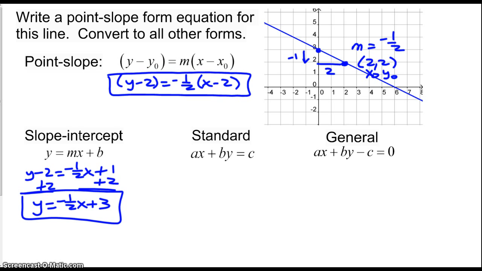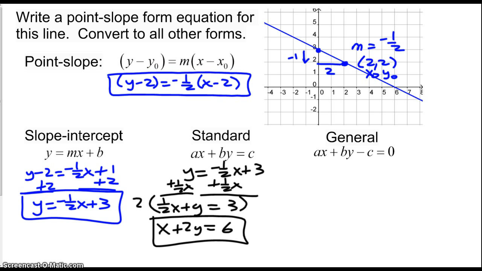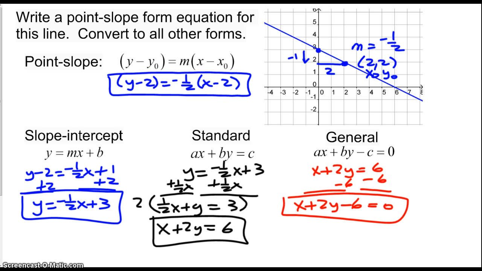Okay, standard form, y equals negative 1/2 x plus 3. Well, first of all, I have to add the 1/2 x to both sides to get the x and the y on the same side, but then I'm not allowed to leave this fraction here, so what I would do is multiply the entire equation by 2 to get x plus 2y equals 6. That's the standard form. And now that I know x plus 2y equals 6, I could just subtract 6 from both sides to get the general form. All right, so you could convert from any form to any other form. Point-slope form is particularly easy to get because you can plug any point in.